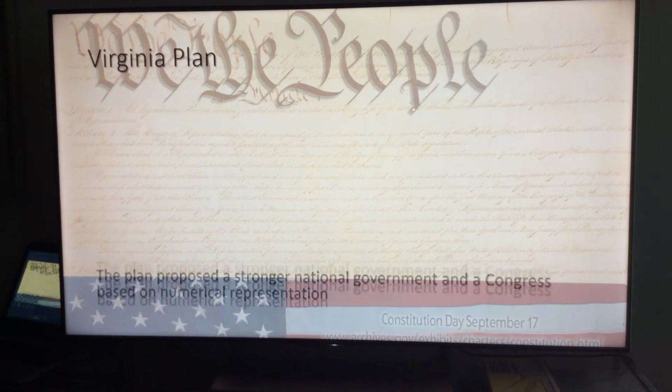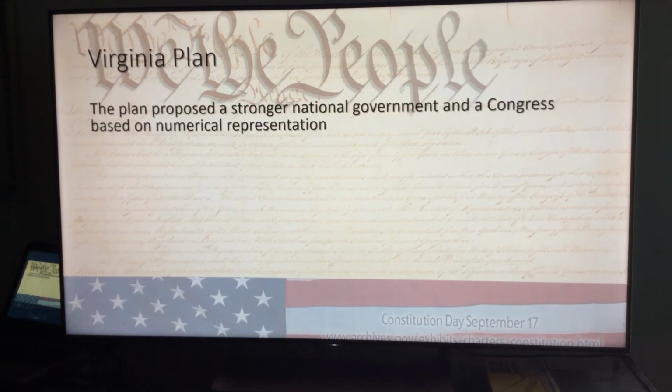So first plan, Virginia plan. Large state, large population, they're going to want it a certain way. So their plan proposed a stronger national government and a Congress based on numerical representation. Boom. So the Virginia plan wants a stronger national government, and answering what the legislators are going to look like, it's going to be based on numerical representation.